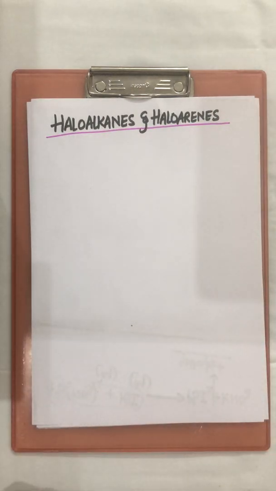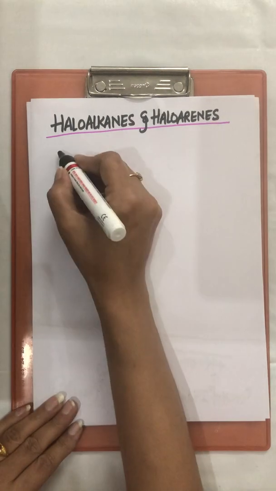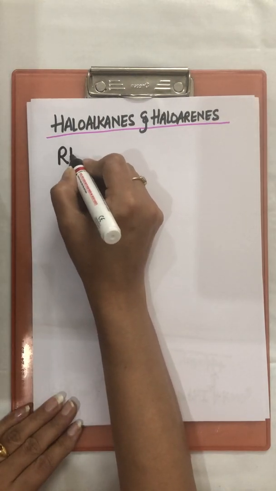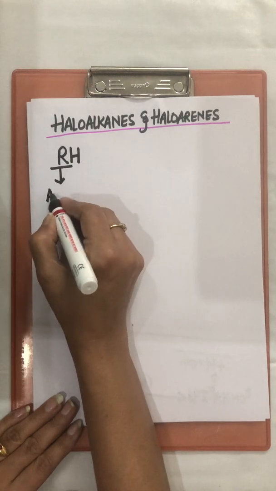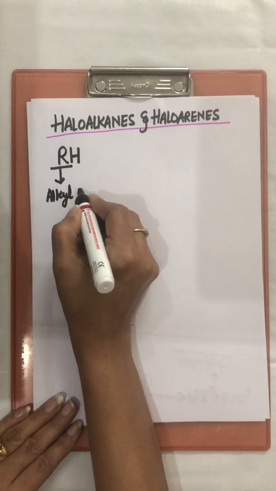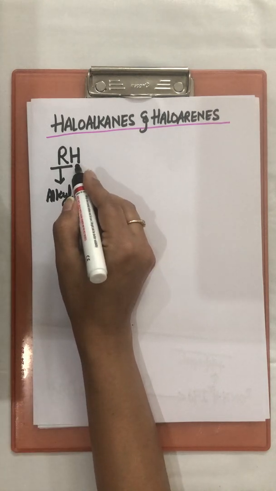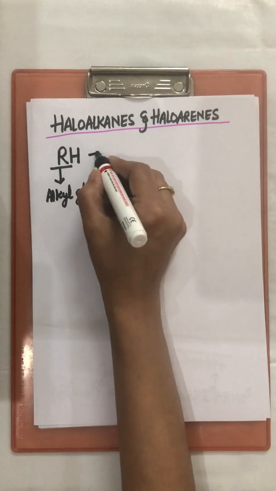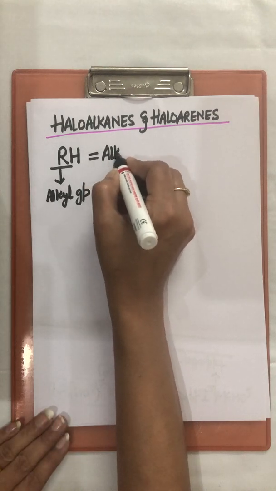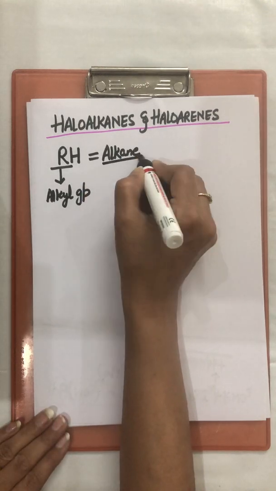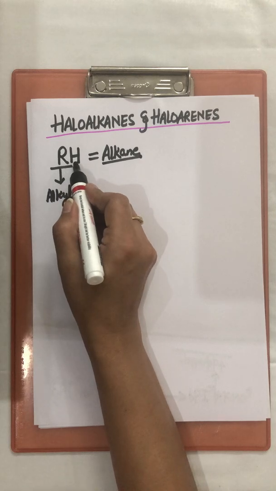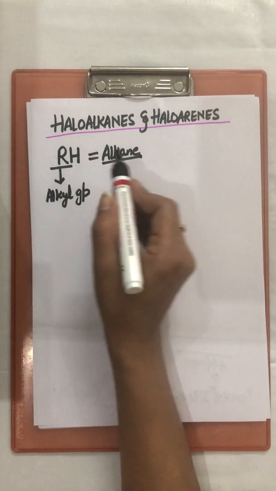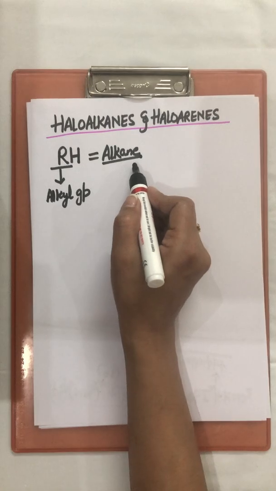If we take an alkane, alkane is represented by RH. R is for alkyl group, and if to alkyl group we add hydrogen, that becomes an alkane. If we take out one hydrogen atom from an alkane, that becomes alkyl. And if we add H to that alkyl, again what we get is an alkane.